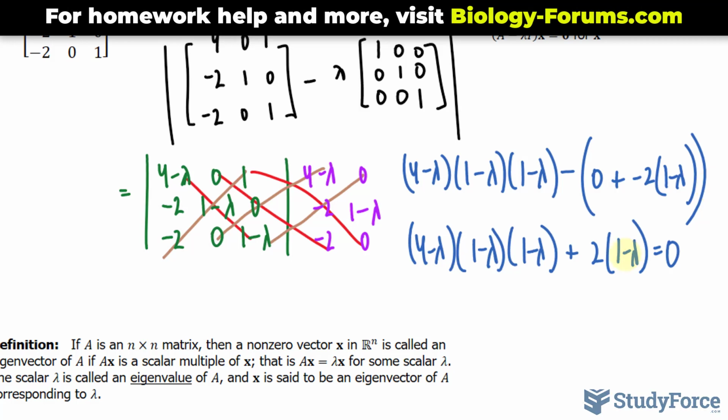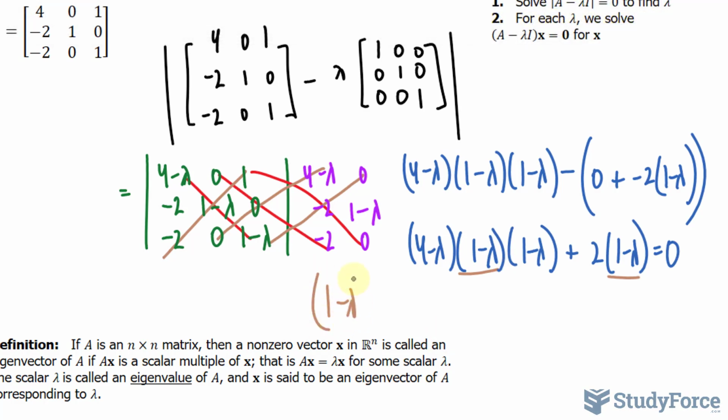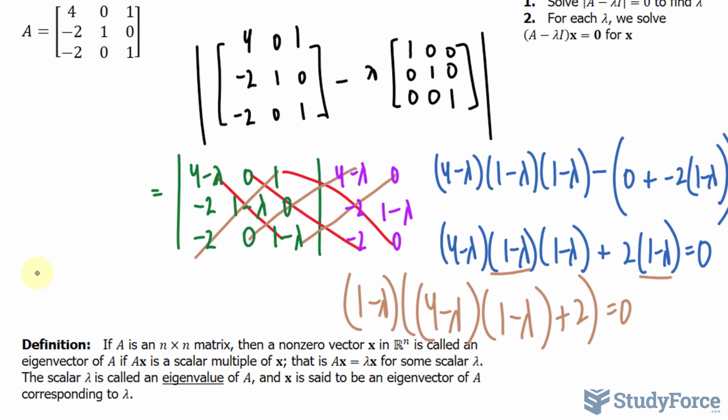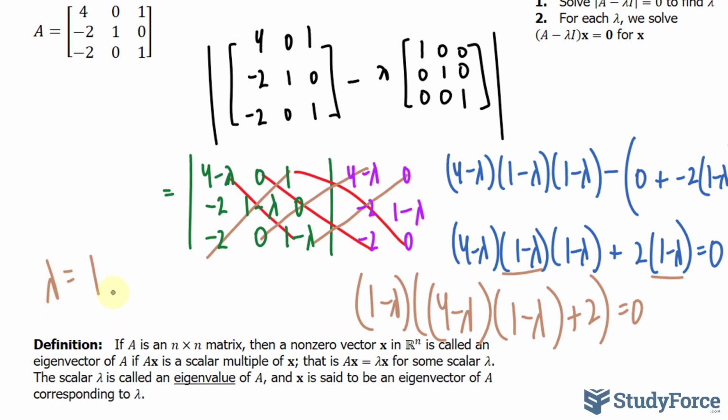We have a common factor, this one and this one. So we have 1 minus lambda, and the rest is 4 minus lambda, also in its own parentheses, 1 minus lambda, and over here we have plus 2. This is a good situation because we can now solve for one of the versions of lambda. It's going to be 1 minus lambda is equal to 0. So one of our lambdas is 1.